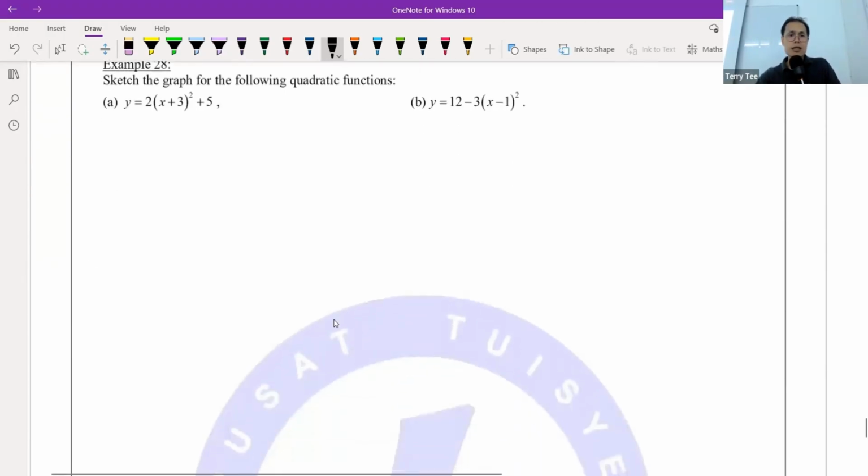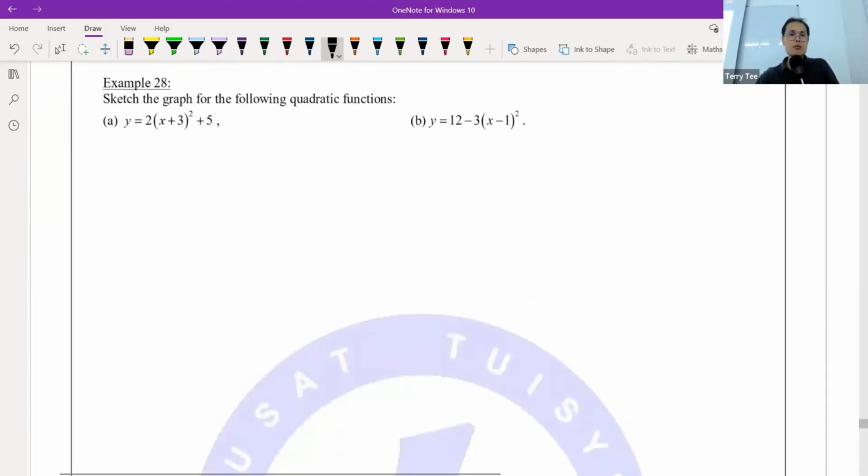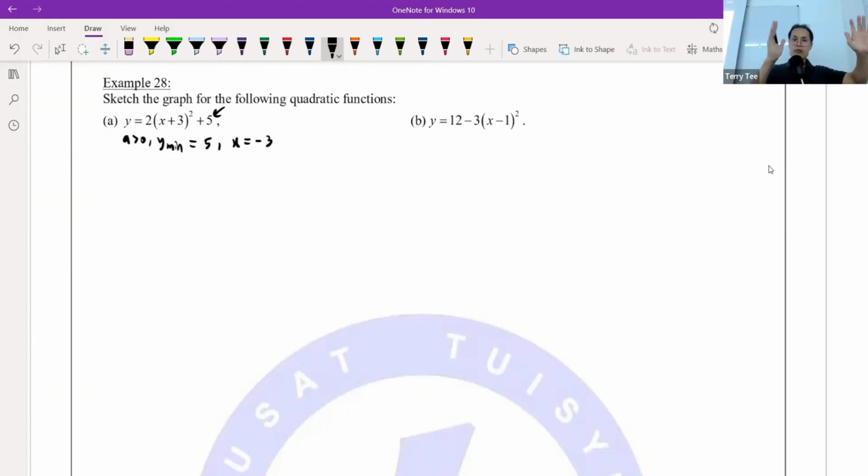Okay, let me show you one example. There are two graphs here we have to draw. The first one is the one that does not involve any intersection with the x-axis. So we know from here, your a is more than 0. Your y has a minimum value. What's the minimum? My minimum is 5. When the one inside the bracket is 0, x is negative 3. So we draw the graph, shift to the left by 3, shift up by 5.